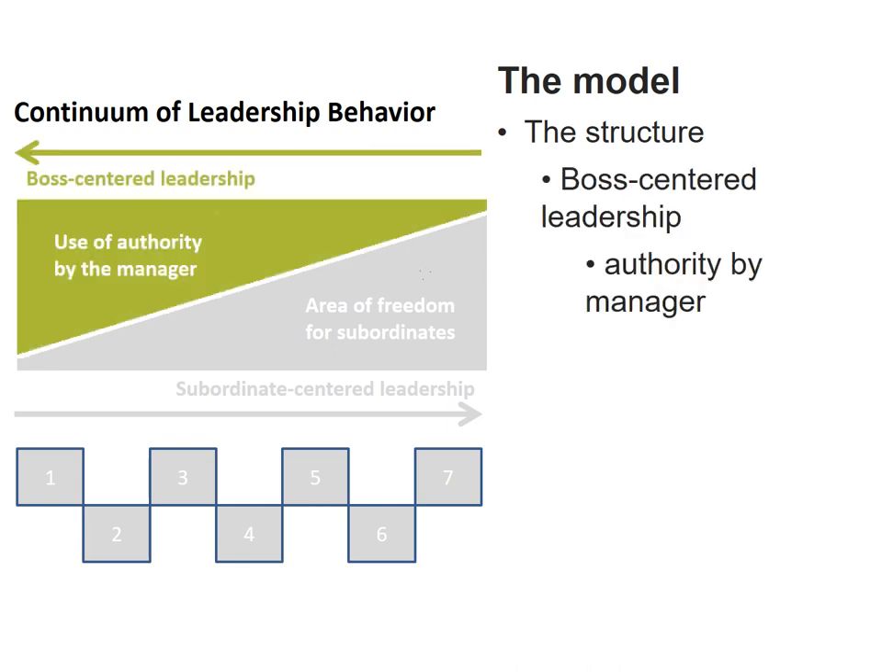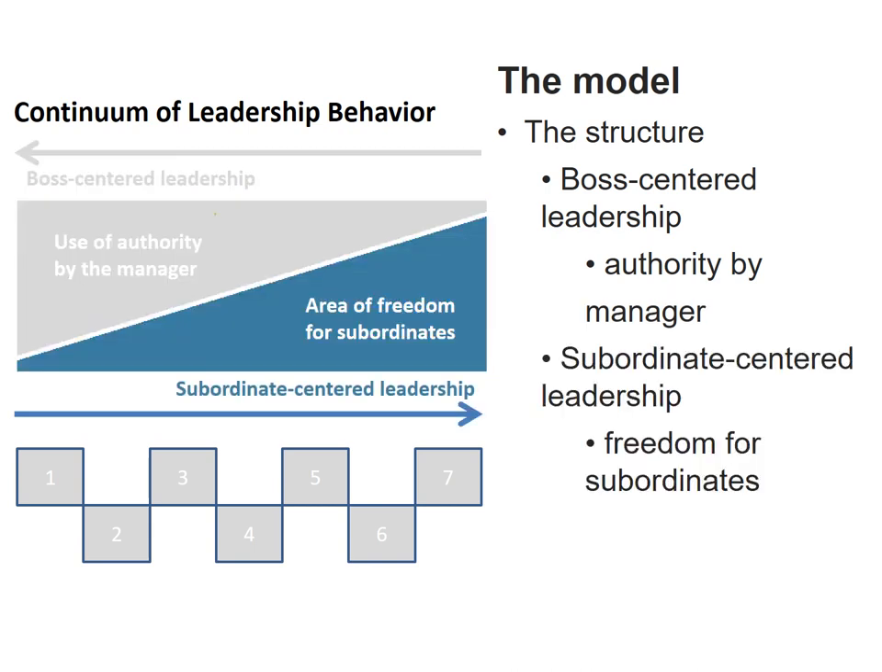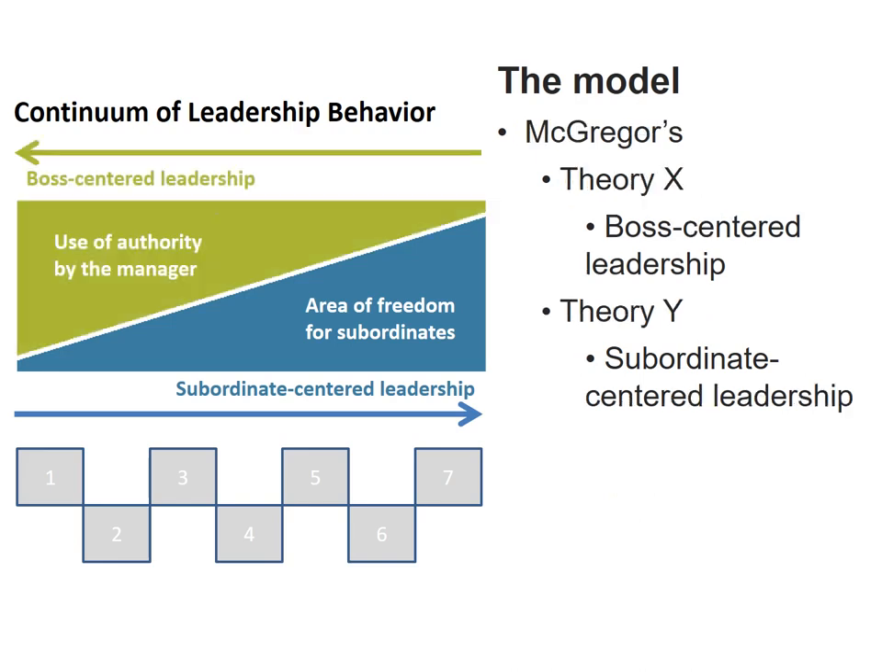The model goes from boss-centric leadership, where it is all about use of authority by the manager, to subordinate-centered leadership, where the freedom for subordinates takes up most of the area, sometimes also called employees or non-managers. The Tannenbaum and Schmidt Continuum can be related to McGregor's Theory X and Theory Y. Boss-centered leadership is similar to Theory X, and subordinate-centered leadership relates more to Theory Y.